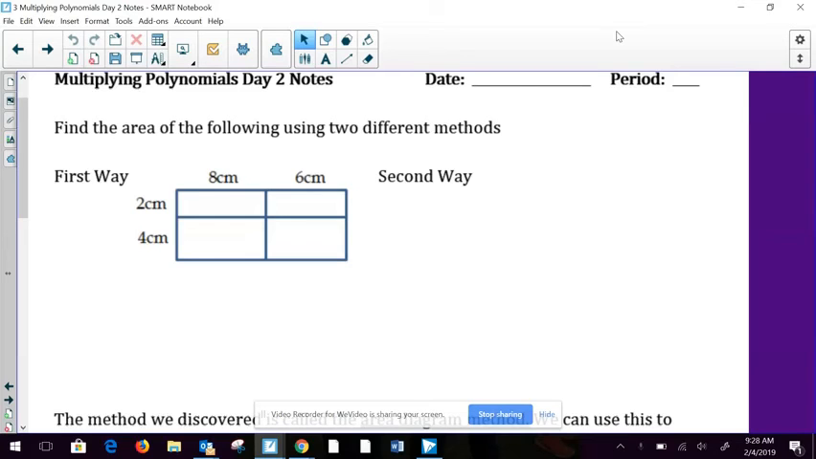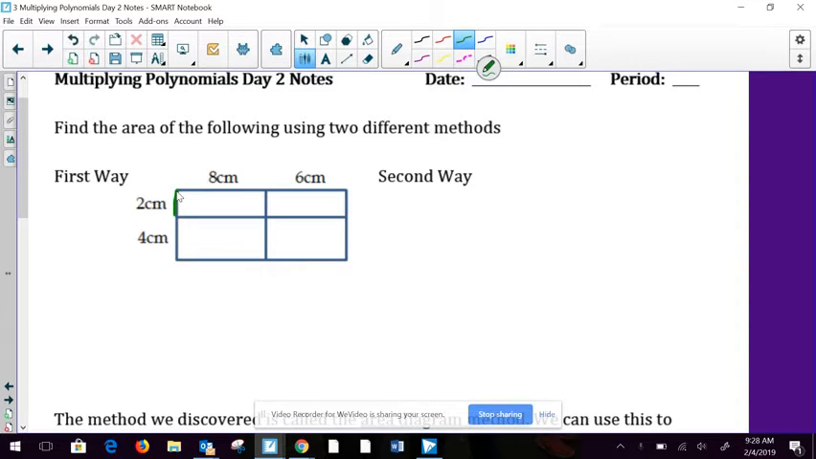Hi everybody, welcome back. We're going to do more multiplying polynomials today. When we're multiplying polynomials, I want to look at this example here. Let's think about the area of each of these individual boxes. To find the area, we multiply.